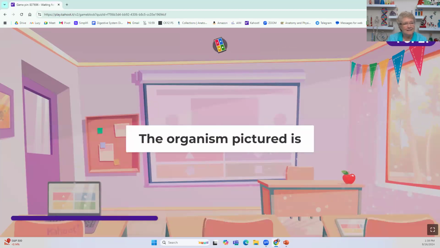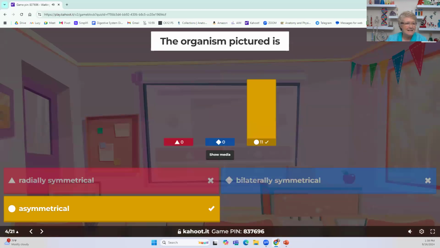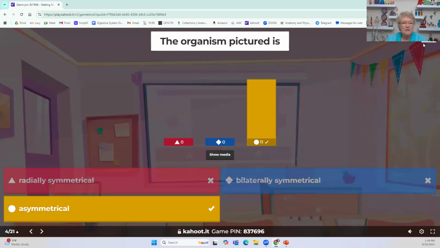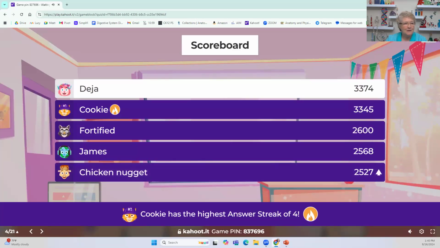Question 4. This organism is asymmetrical. So look at that. Is there anywhere that you can draw a line and it forms a mirror image? Nowhere along that. So that is asymmetrical. Sponges are the only asymmetrical animals. All right. Chicken nugget moves on to the board.